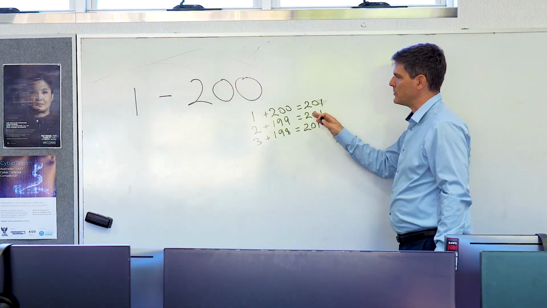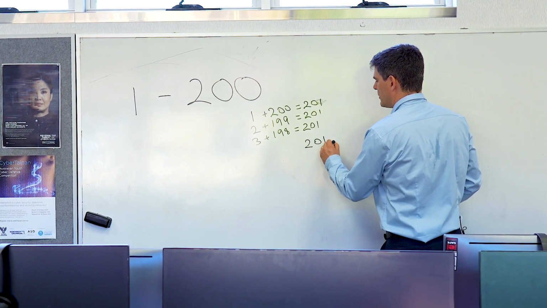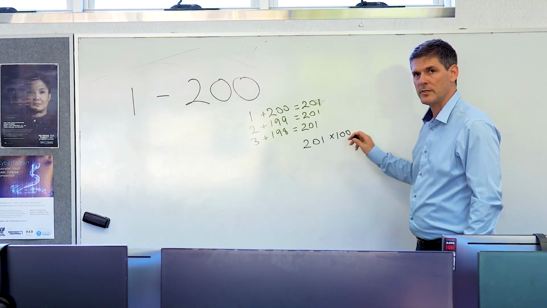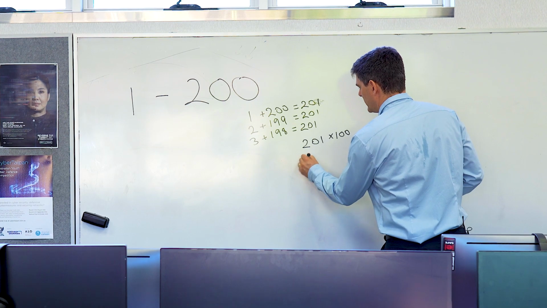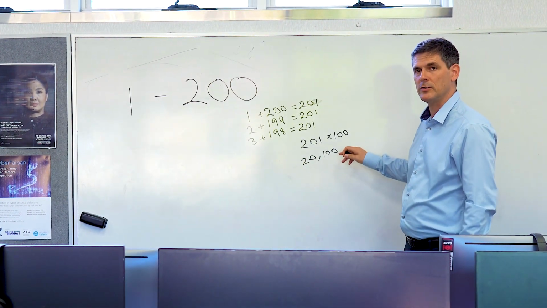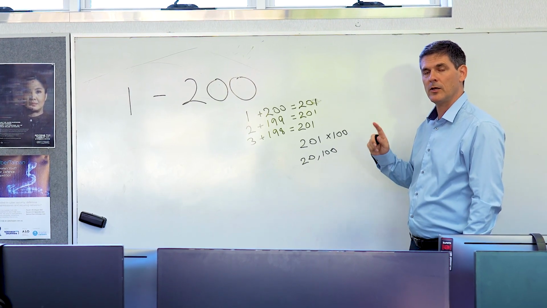And now what we know is we've got 100 of these pairs. So what we know is we've got 201 times 100. And now this problem is a lot more simplified. So what we end up with is 20,100. And that's the answer. And that's how you can do that problem in your head in 30 seconds using computational thinking.